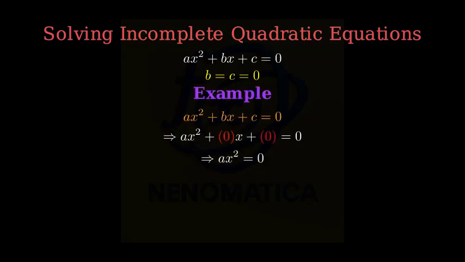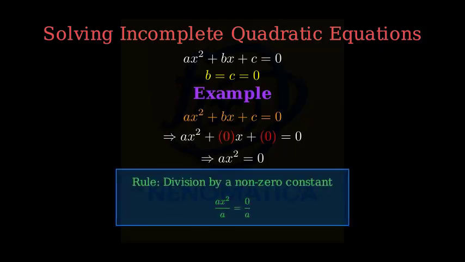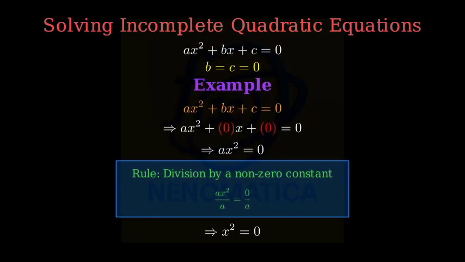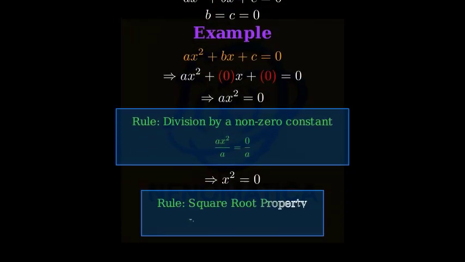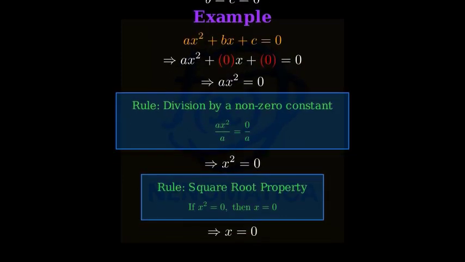Step 4. We divide both sides of the equation by a. Remember, a cannot be 0, because then we wouldn't have a quadratic equation. This gives us x squared equals 0. Step 5. To solve for x, we take the square root of both sides. The square root of 0 is 0, so x equals 0.